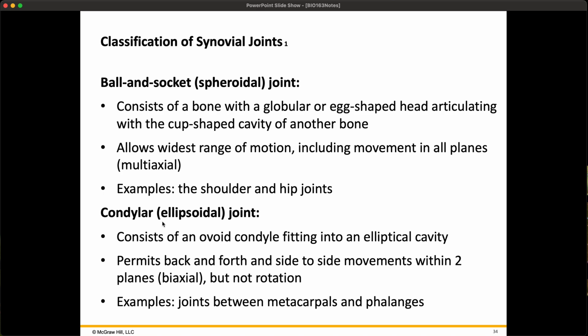Your condylar joints, your ellipsoidal joints, these are like in between your fingers and the bones in your hand, your metacarpals and your phalanges. They have this kind of rounded structure. And so it allows them to kind of rock back and forth on each other. So they can go back and forth, but no rotation. So it's a biaxial two-plane movement.